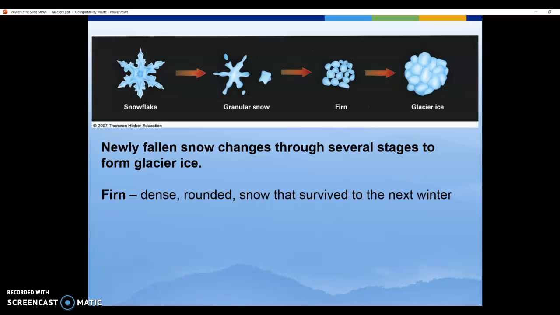All right, so it's important to note that glacial ice is different than snow that falls. So snow goes through a few stages before it finally becomes firn, which can survive into the next winter and eventually be locked up as glacial ice. So it's that glacial ice that we're talking about in glaciers.